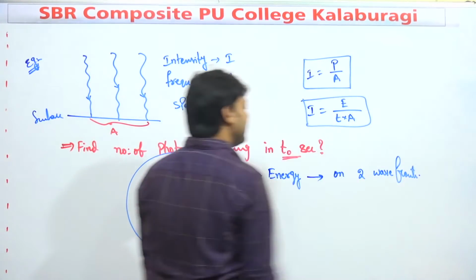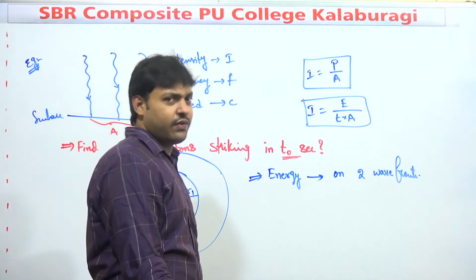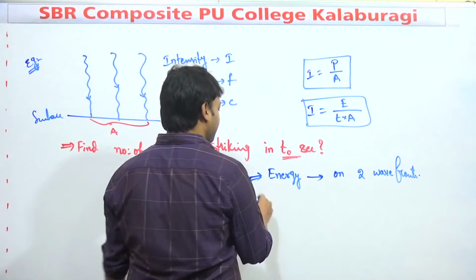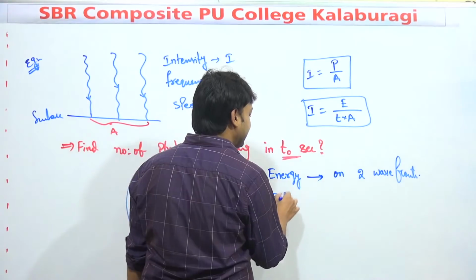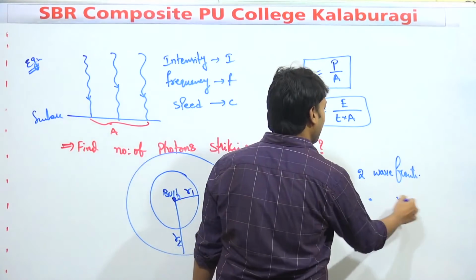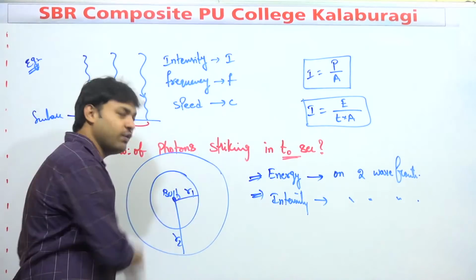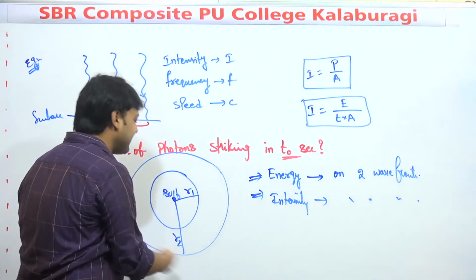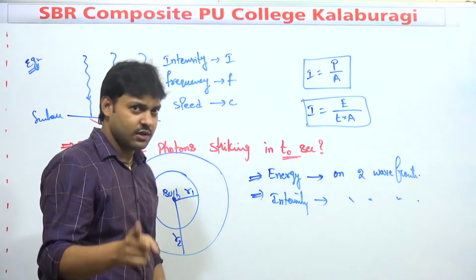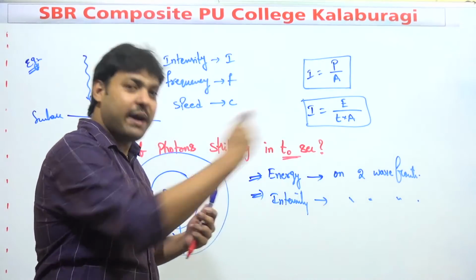Find the energy on the two wavefronts by the source. And next point, find the intensity again on the two wavefronts. What will be the intensity of the light on the two wavefronts? What will be the energy falling on the wavefront by the source? Is that clear? How much energy is falling on the wavefront by the source?